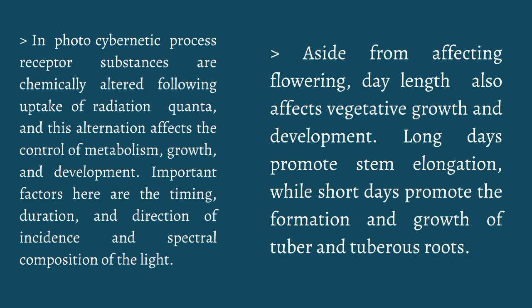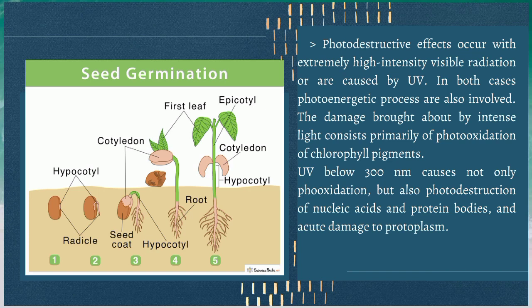Also, radiation in two regions of the spectrum is effective photocybernetically: blue to ultraviolet radiation and red to near infrared. So next is seed germination. Seed germination is promoted by red light but is suppressed by far red and blue. Stem elongation is promoted by far red but inhibited by red. Also, photodestructive effects occur with extremely high intensity visible radiation or are caused by UV or ultraviolet. In both cases, photoergogenic processes are also involved.